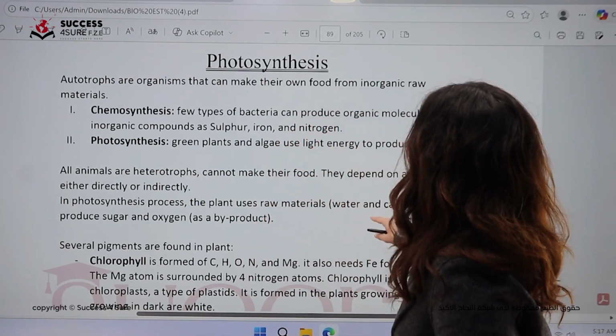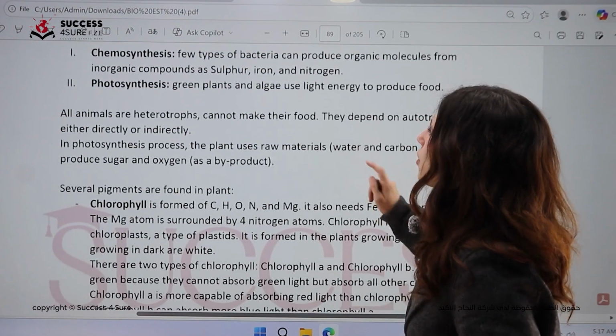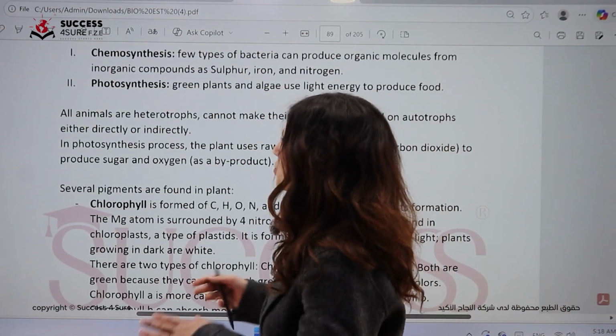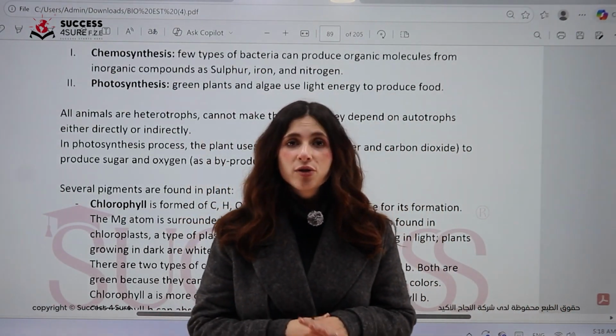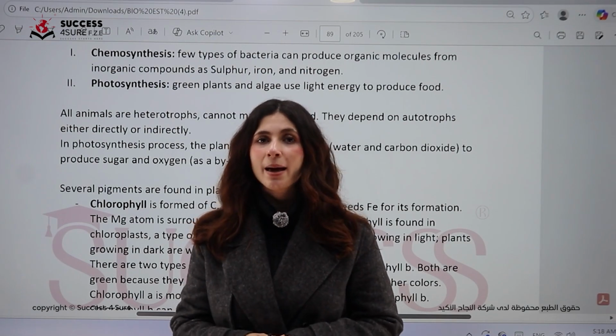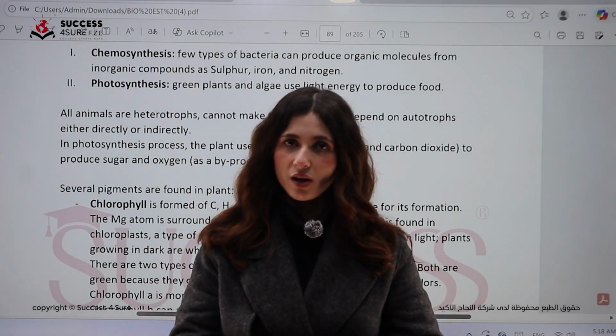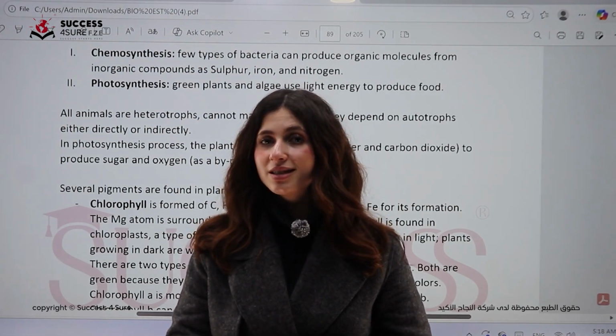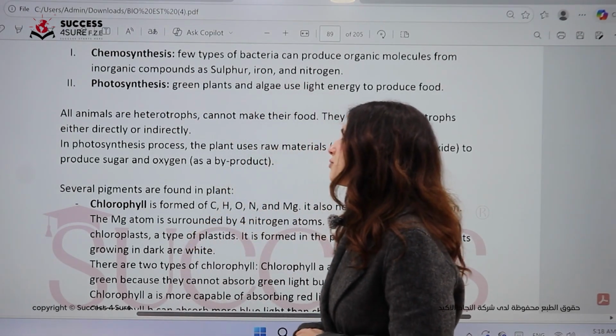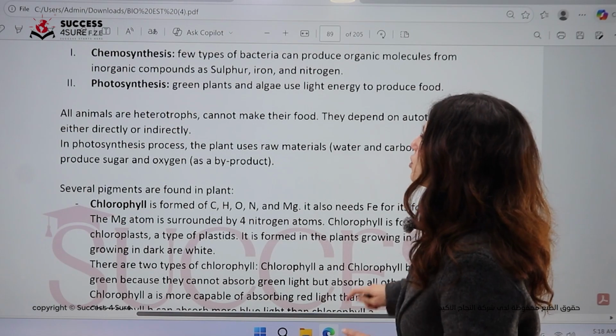Okay, great. So we have two types of autotrophs. We have chemosynthesis and we have photosynthesis. They both turn inorganic into organic, but chemosynthesis is without the use of light, and photosynthesis is with the use of light. So this is the difference between chemosynthesis and photosynthesis.